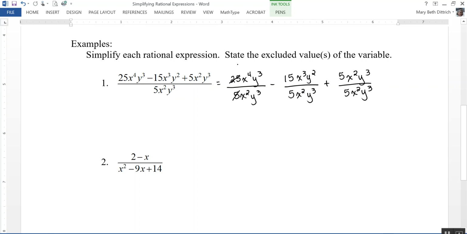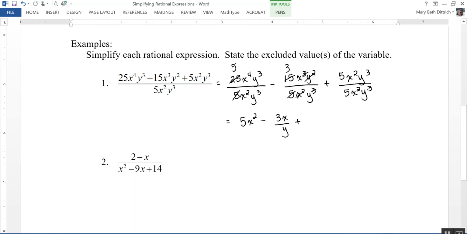So that becomes a 5. And then I have x to the fourth over x squared gives me x squared. And y to the third over y to the third cancels out. So this rational expression simplifies to 5x squared, minus, and then here this will simplify to 3, and then an x, and leave me with a y in the denominator. So 3x over y.